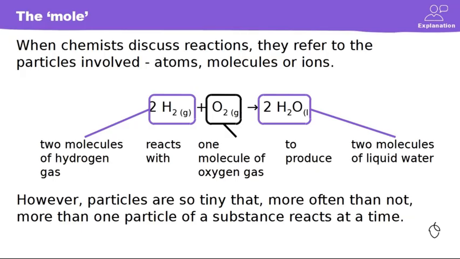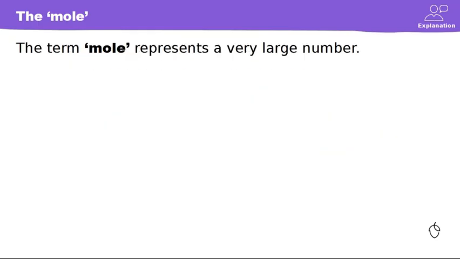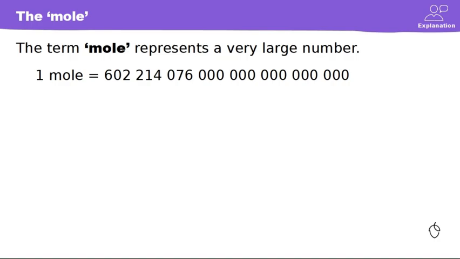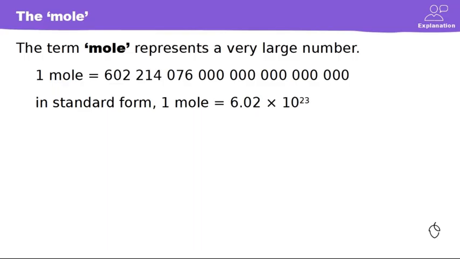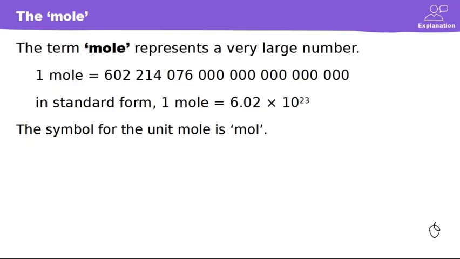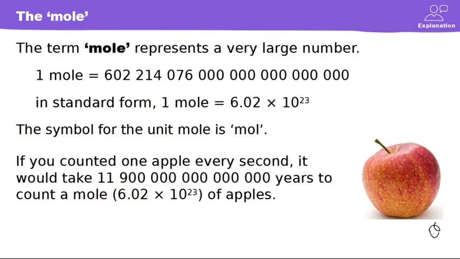However, particles are so tiny that more often than not, more than 1 particle of a substance reacts at a time. So the term mole represents a very large number, and that number is 602 billion, 214 million, 76,000 billion. So we simply say 1 mole. It can be written in standard form as 6.02 times 10 to the 23. And the symbol for the unit mole is mol.